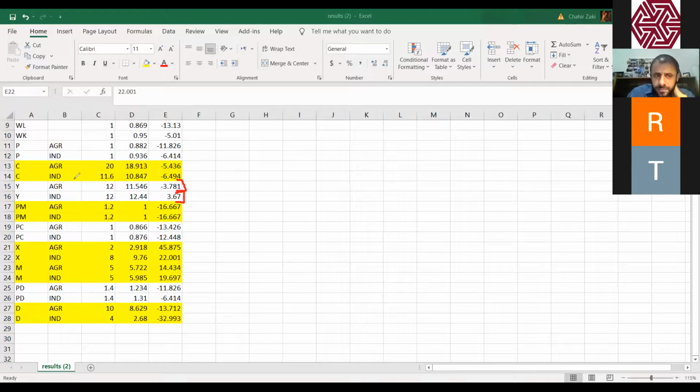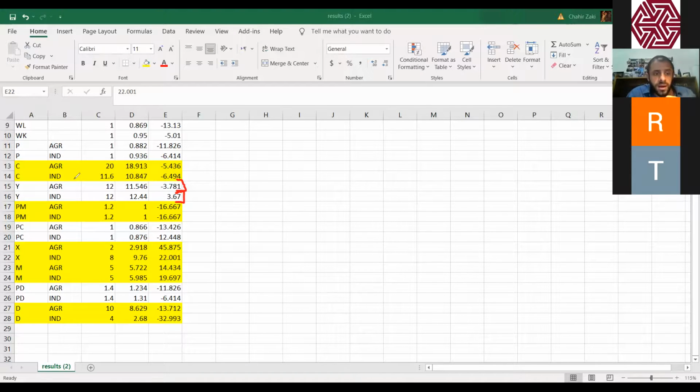Yes, so what I'm saying, since the domestic production decreased for the agricultural goods, it means they import more from the outside. That's why they don't need to produce inside.